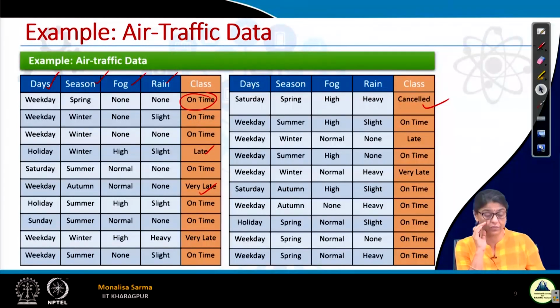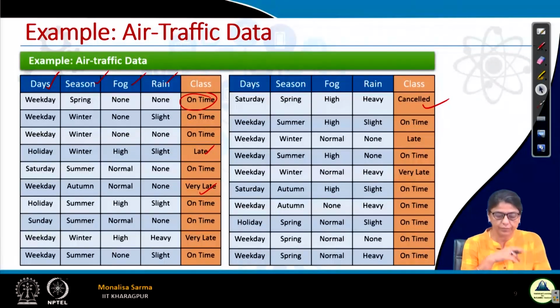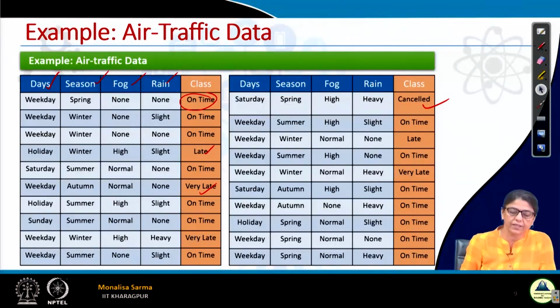We will just take all the attributes as independent as well as having equal contribution, but it is not deterministic. We cannot say that if it is a weekday, if it is a spring season and there is no fog and no rain, definitely it will be on time. We cannot say deterministically, there is a concept of uncertainty to it. So, that is why it's a probabilistic calculation here.